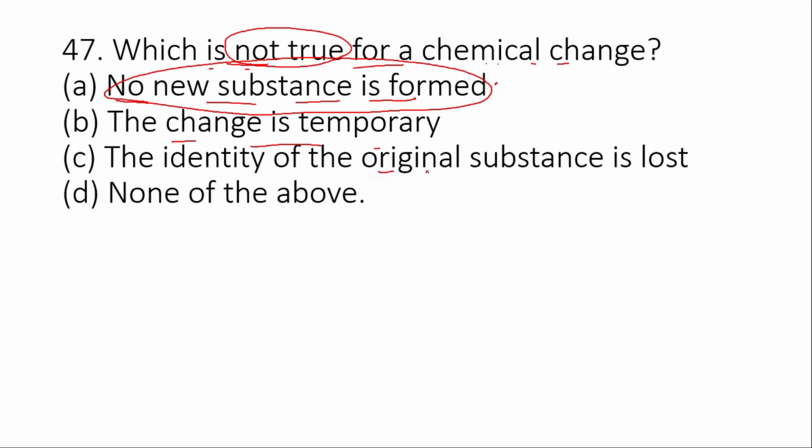The identity of the original substance is lost, true. We have seen that whenever a chemical reaction occurs, suppose A plus B is getting reacted to form C plus D, we have already seen that the properties of A and B are very different from the products formed, that is C and D, right? So that means the property of the original substance is completely lost. So this is also true. So the one which is not true is option A. So we can check the correct option as A, right?